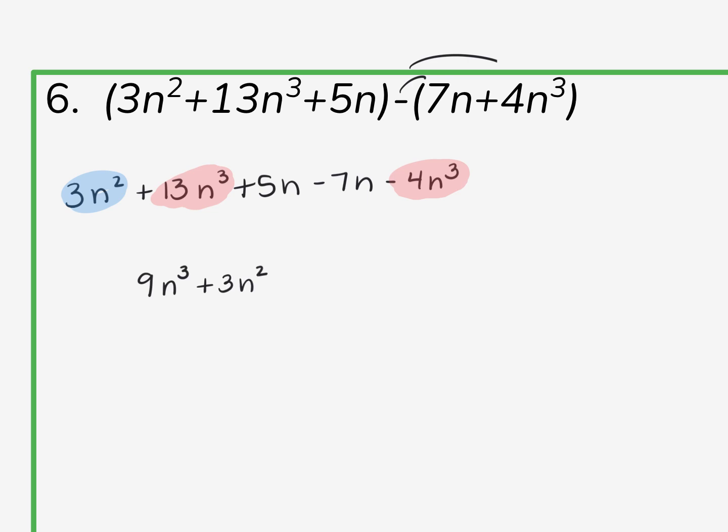Okay, the last thing I'm going to look for are my constants, and I have a +5 and a -7. So +5 minus 7 is going to give me a -2, so -2n. And that's just going to be our final answer. We have each one of the pieces. We have a power of 3, a power of 2, and then just a power of n. So we are done with that one.